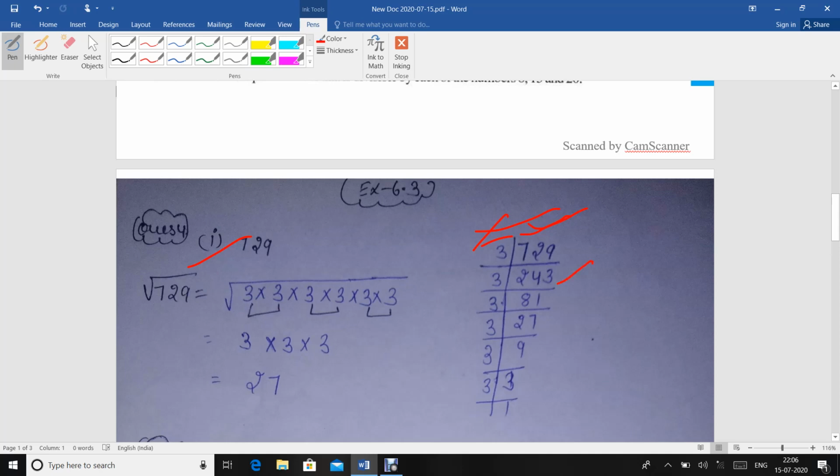243. Again, 3 is the least number which divides 243, and after dividing 243 by 3, we get 81. Now the least number that divides 81 is 3, giving 27. Now 3 9s are 27, 3 3s are 9, and 3 1s are 3. So this is the prime factorization.